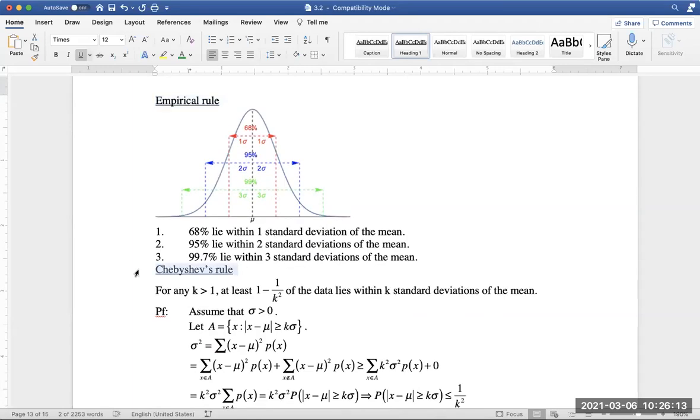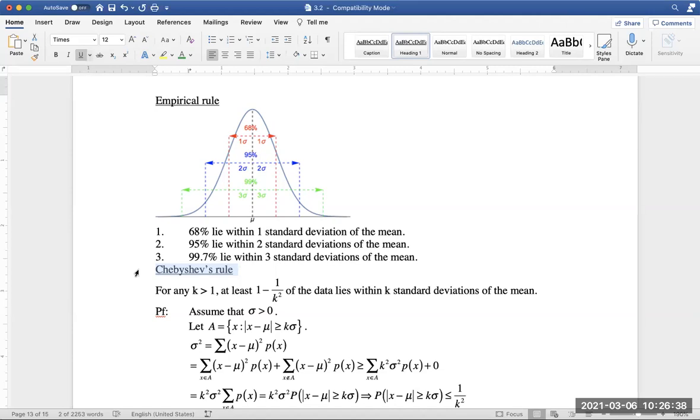Now, suppose I don't know what the distribution looks like. Or I do know what the distribution looks like, and it's not bell-shaped. So what do I do if I have a distribution that's not bell-shaped, or if I don't know that the distribution is bell-shaped? Well, I'll use Chebyshev's rule.